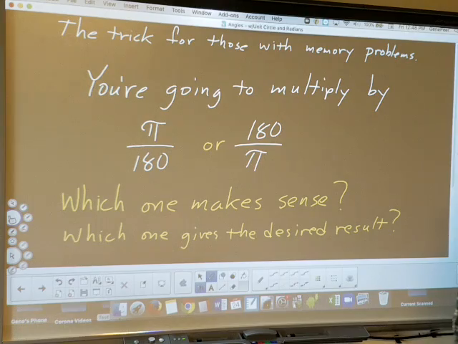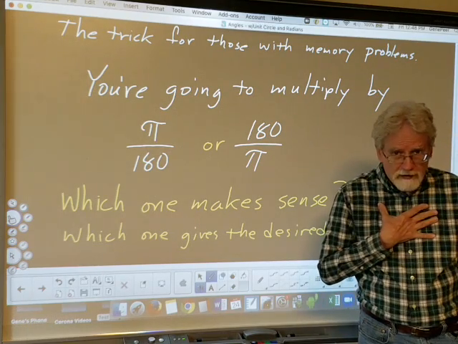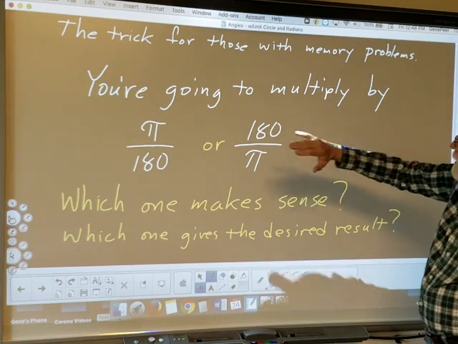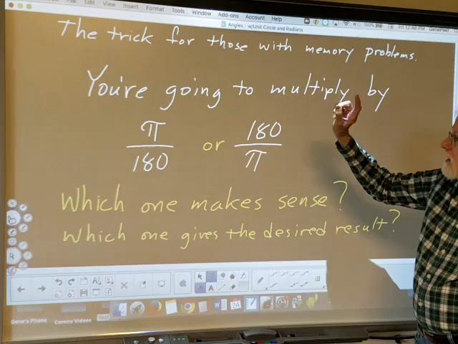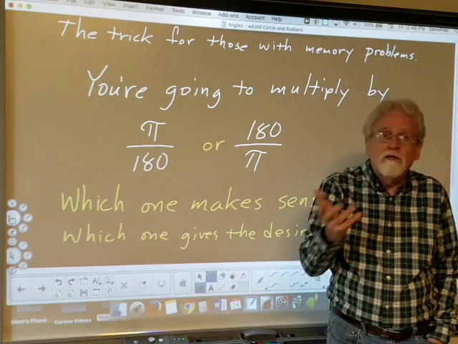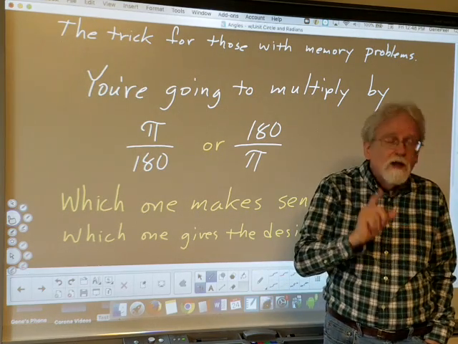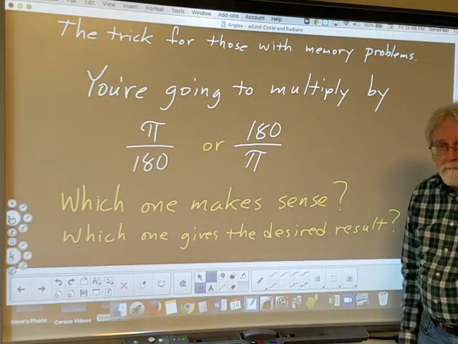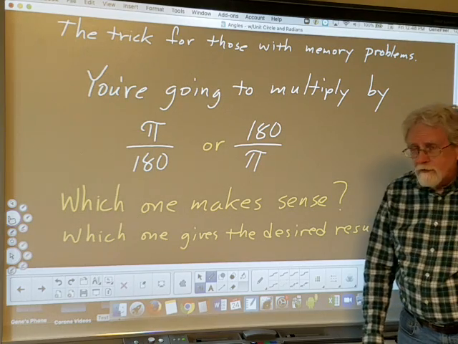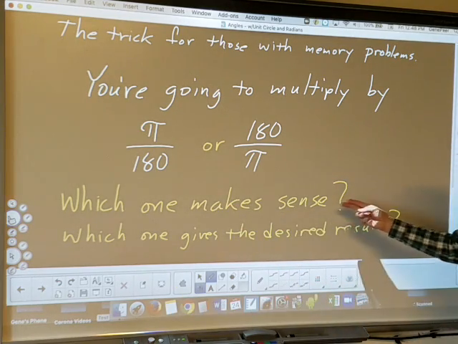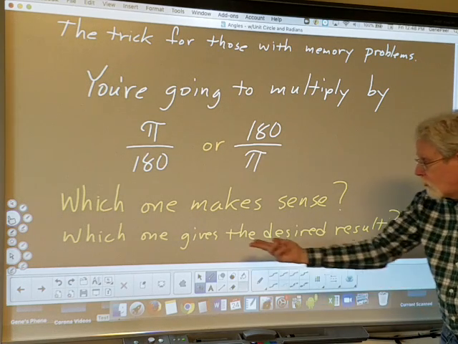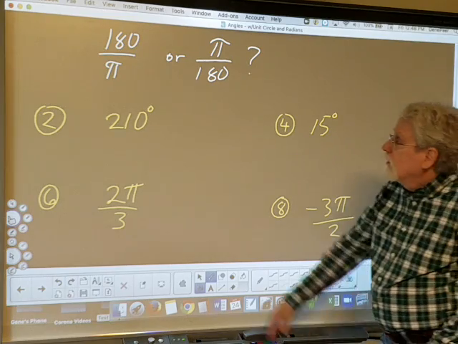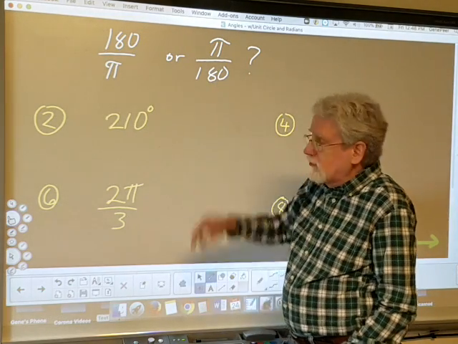The trick for those of you who have memory issues. I personally have memory issues, as I've told you many times before. For those with memory problems, just remember this: to convert from degrees to radians or radians to degrees, you're either going to multiply by pi over 180 or by 180 over pi. I can never remember which one to use. Okay, well, which one makes sense in the given circumstances? Which one will give you the desired result? Let's take a look at it. For number 2, do we multiply by that or by that? Those are your only choices.